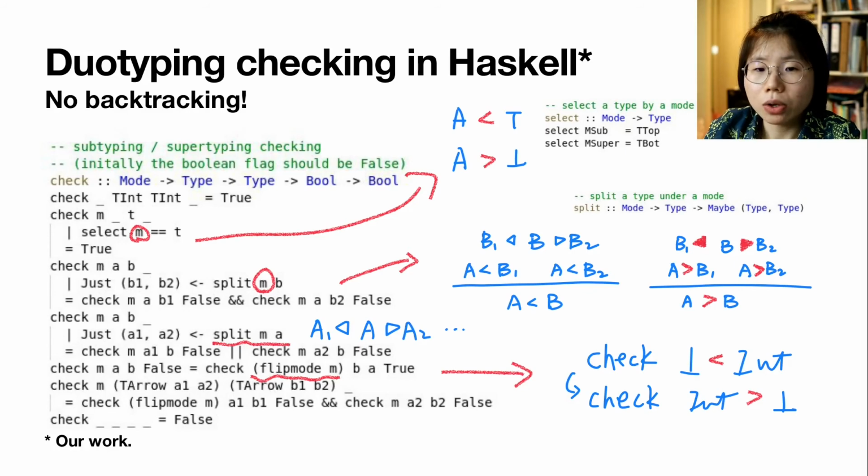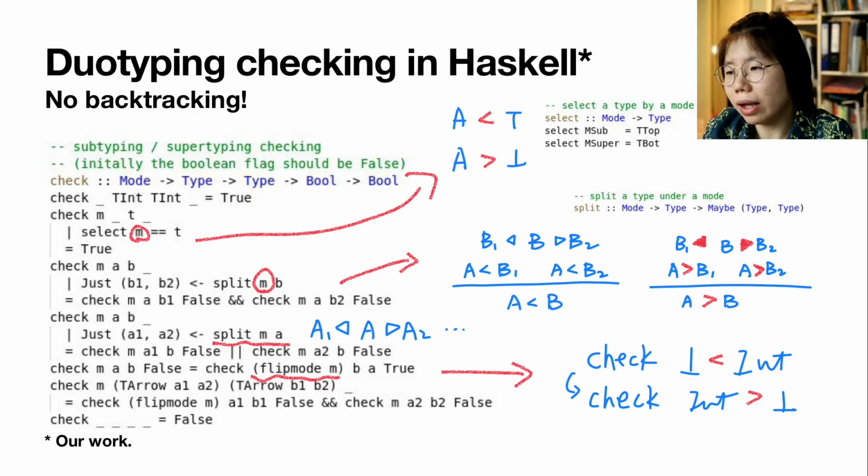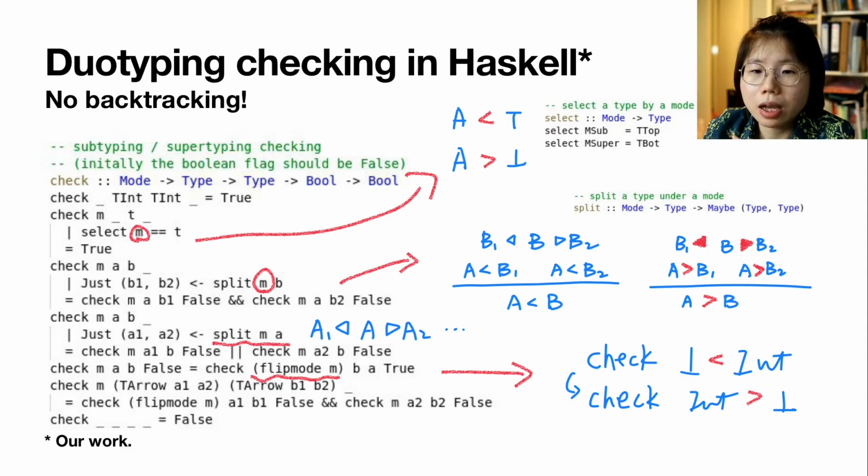And in the middle, we have two cases that deal with splittable types. Firstly, we try to split the right-hand side type under the current mode. If the mode is subtyping, we split it in the intersection way. If the mode is supertyping, we split it in the union way. Only if we cannot split it, we will go to the next case and try to split the left-hand side type. So there is no backtracking across these cases.